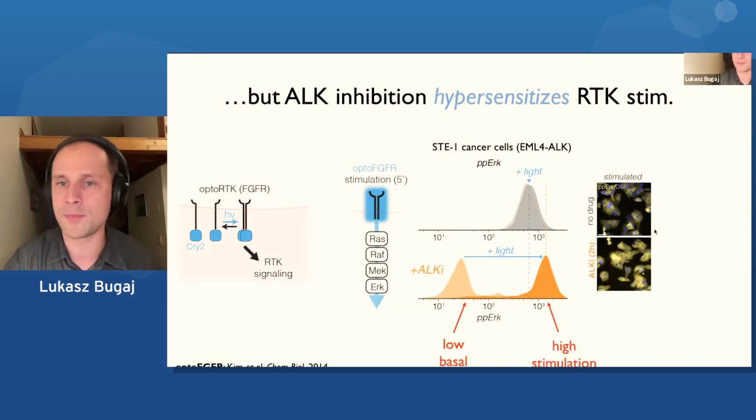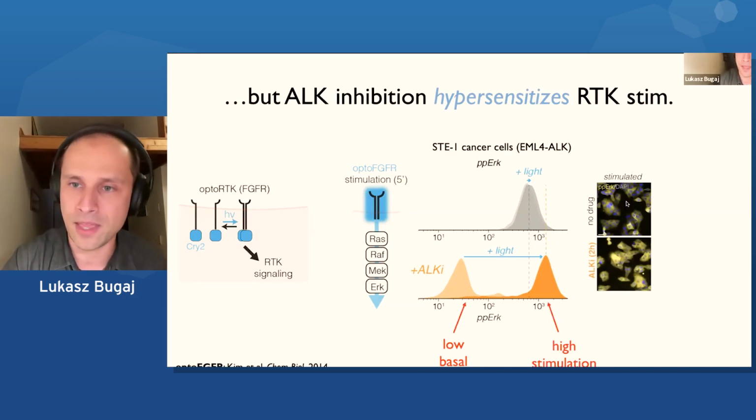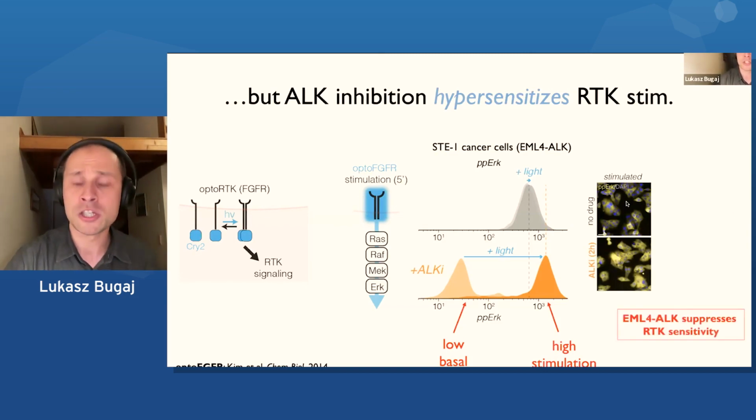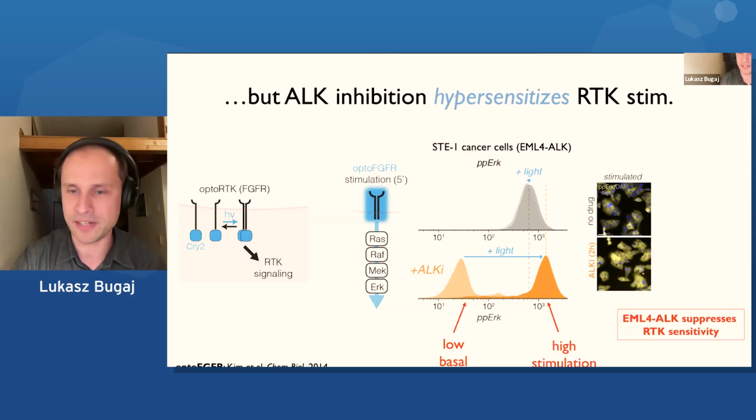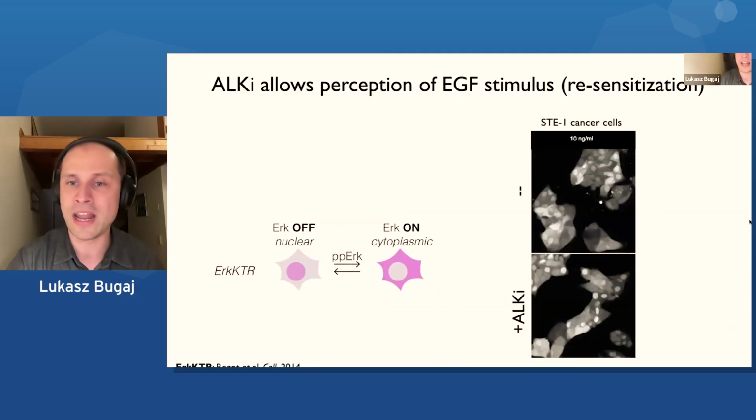This is just imaging of the immunofluorescence. Here with drug, you're seeing a brighter signal than without drug. So what this says is that the activity of the oncogene is somehow suppressing transmembrane receptor sensitivity. This was unexpected. You can see this through a couple of different methods.